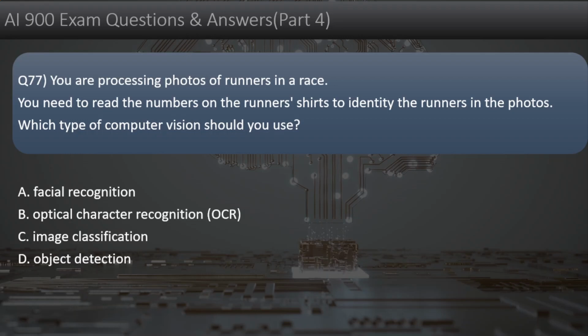Question 77. You are processing photos of runners in a race. You need to read the numbers on the runners' shirts to identify the runners in the photos. Which type of computer vision should you use? A. Facial recognition, B. Optical character recognition, C. Image classification, D. Object detection. The correct answer is B, optical character recognition.